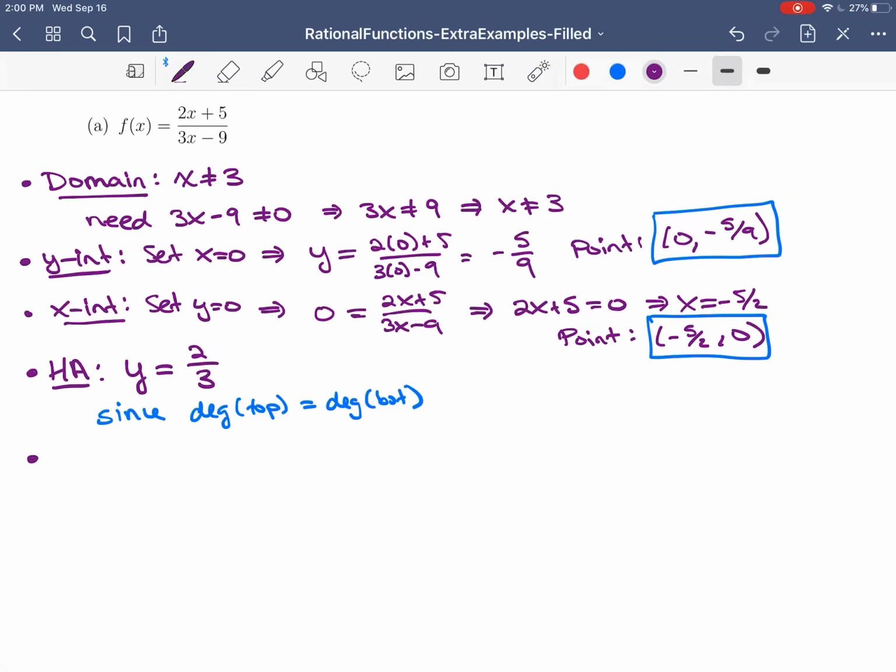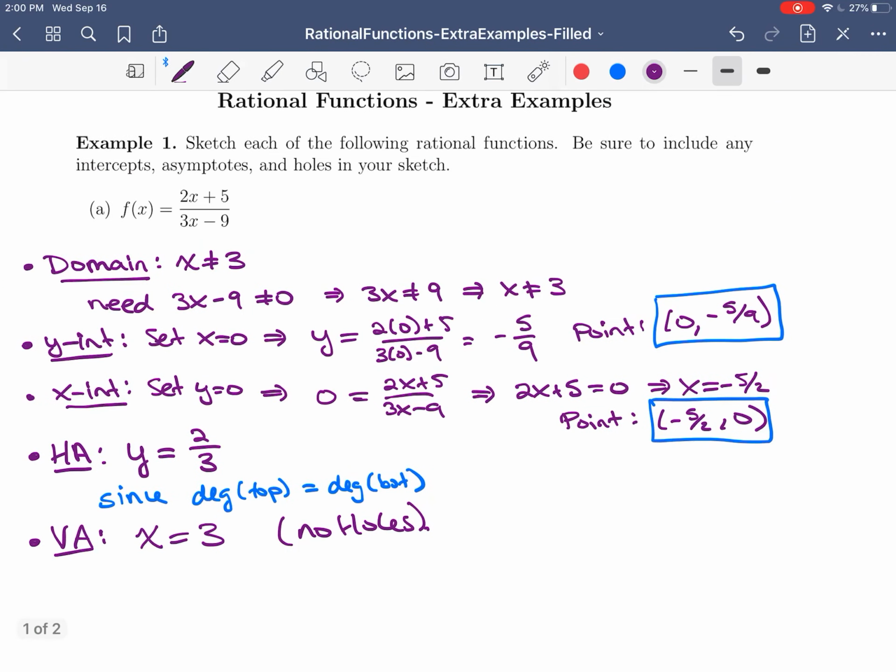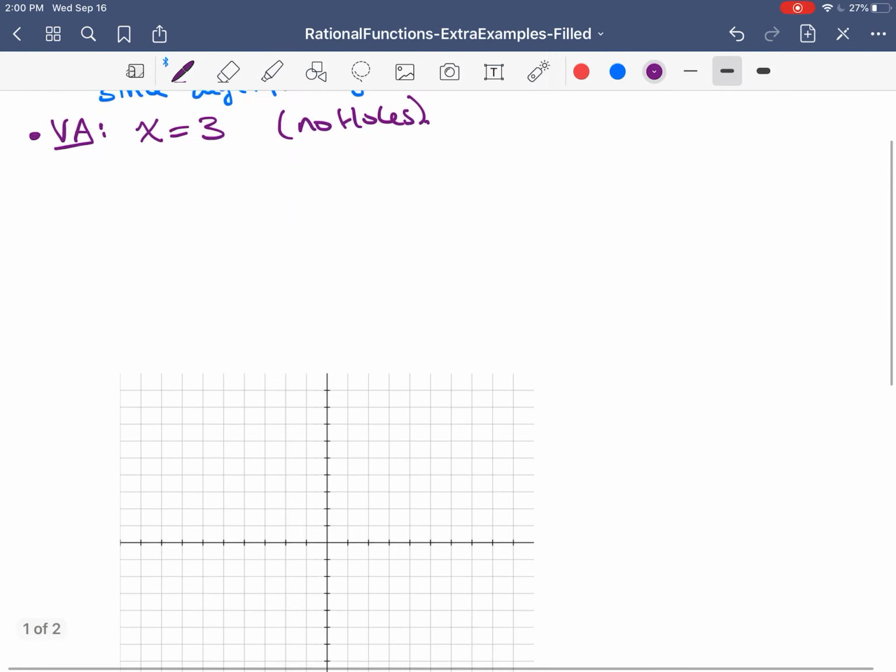Now a vertical asymptote. Those are points that are not in the domain. So the only place that we could have a vertical asymptote is at x equals 3. And it turns out that we do. As we get close to 3, the y values are going to get really big or really small. So we have a vertical asymptote at x equals 3, and we have no holes. Those are the things that we wanted to make sure we include in our graph.